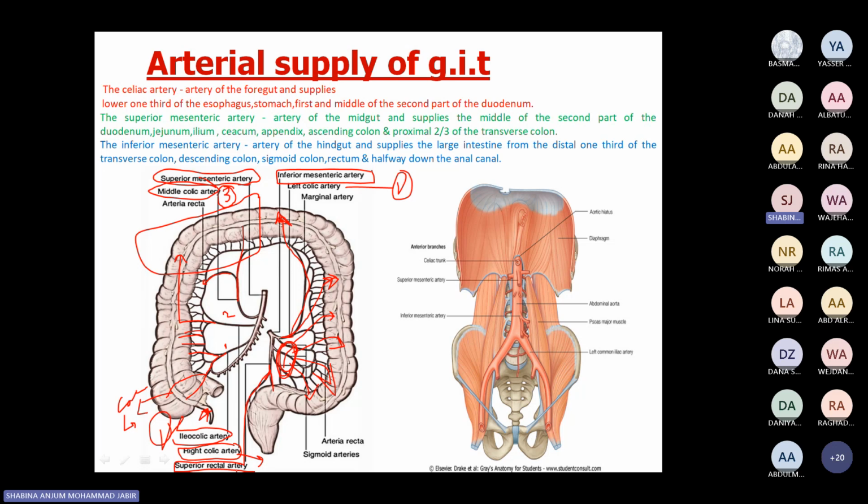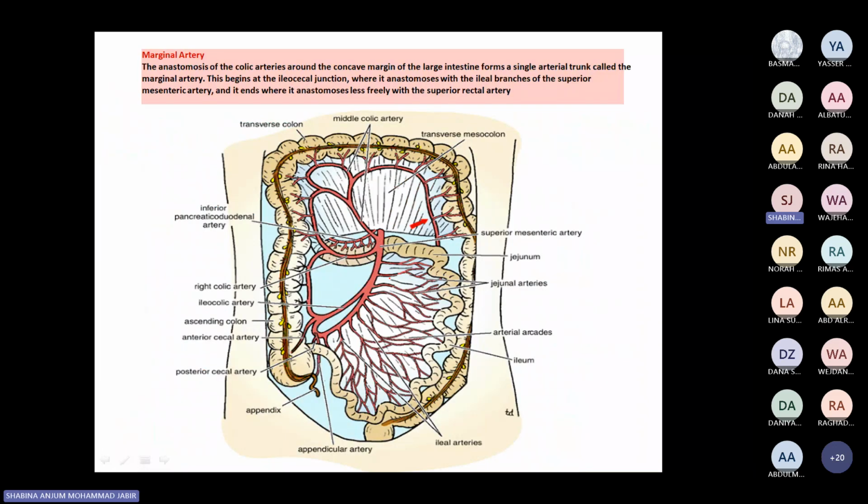Clear? At least you got the basic idea. The right and middle colic arteries are from the superior mesenteric artery. But the left colic artery is a branch from the inferior mesenteric artery. Now can you see that all these arteries, right colic, ileocolic, left colic, are making a margin like this? All the arteries anastomose with each other. You cannot say that the right is going to supply only this area or the left only that area. They are anastomosing with each other.